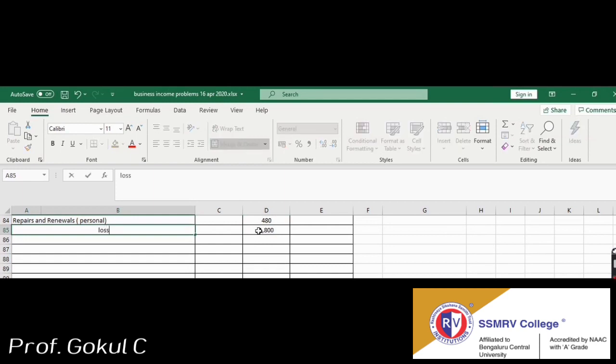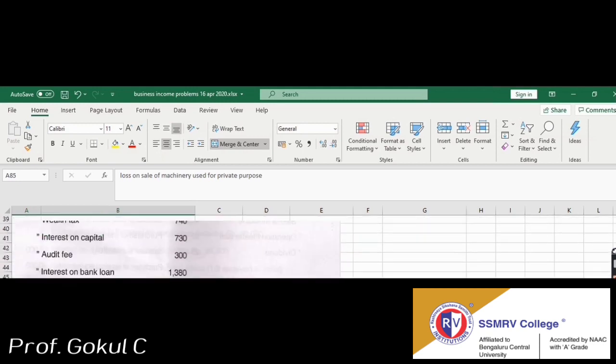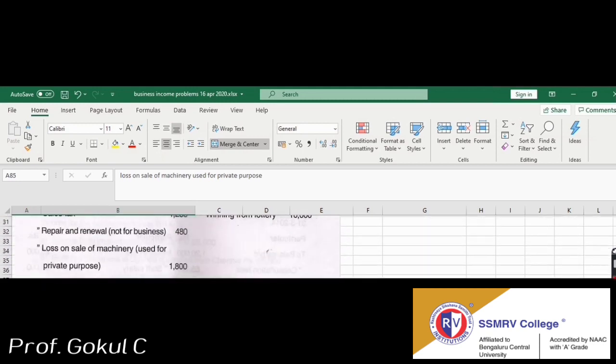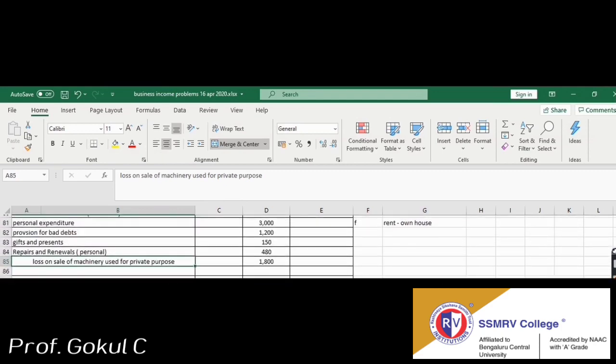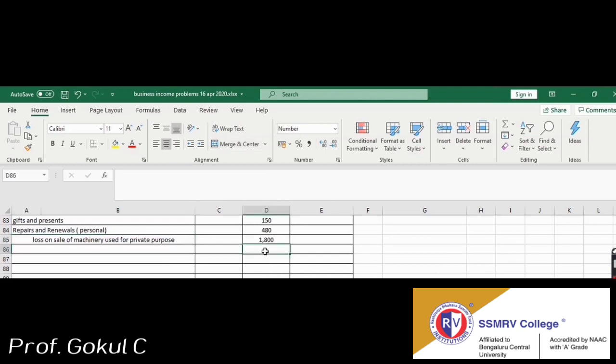Loss on sale of machinery used for private purpose. Okay, so there you go. Next, life insurance premium not allowed. I told you, life insurance is always for the individual and not for the business. 1700 rupees is life insurance premium, which is not allowed.